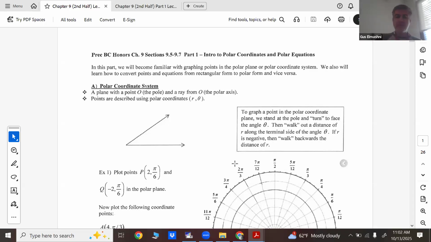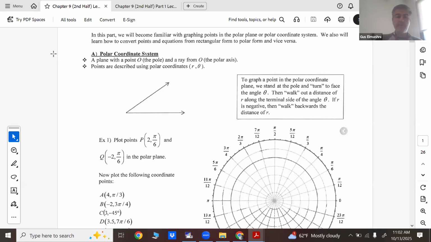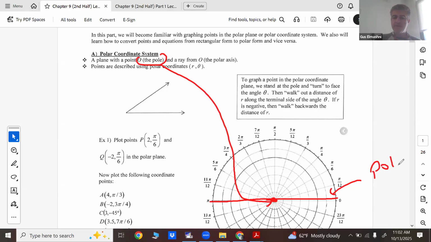First off, the polar coordinate system. It's a plane with a point O, which is called the pole. So point O is right here. That's called the pole, just so you know. And that line is called the polar axis, where theta equals 0. So we call it the polar axis.